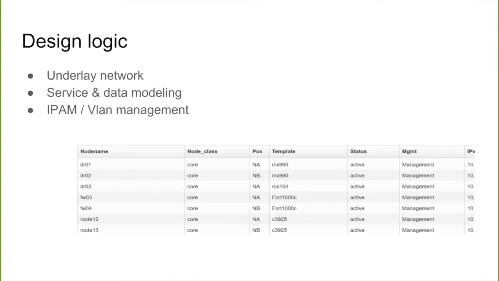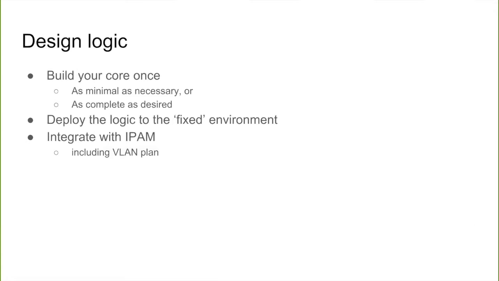First things first, you need to define your underlay network. That's fixed. Here you see a few of that. On top of that, you have your service and data modeling with IPAM, VLAN management, if you wish, included as well. So build your core, build it once, as minimal as necessary or as complete as desired. So you can do that with all the ports, links, and features in between.